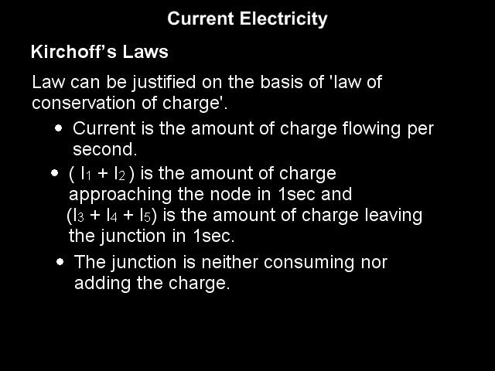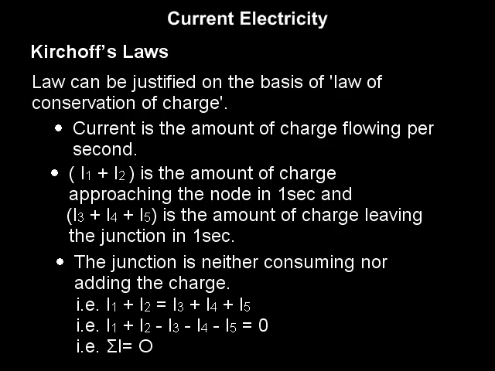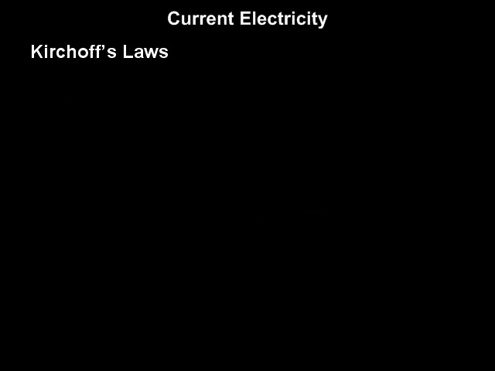As the junction or the node N is neither dissipating nor adding the charge, the charge approaching and leaving the node is same. That is, I1 plus I2 is same as I3 plus I4 plus I5, or I1 plus I2 minus I3 minus I4 minus I5 is equal to 0. That is, sigma I is equal to 0. Hence, the law is proved.